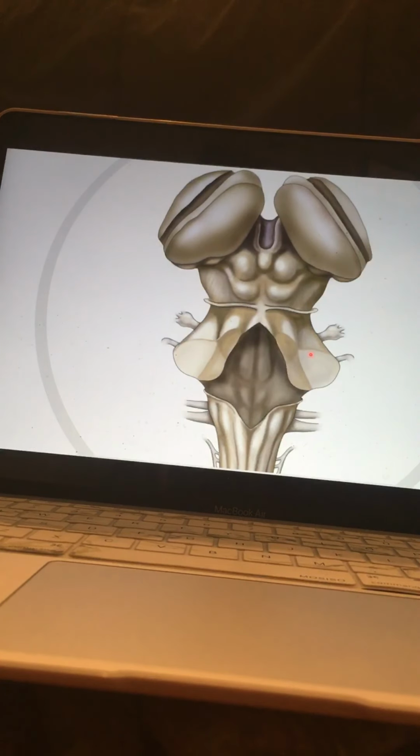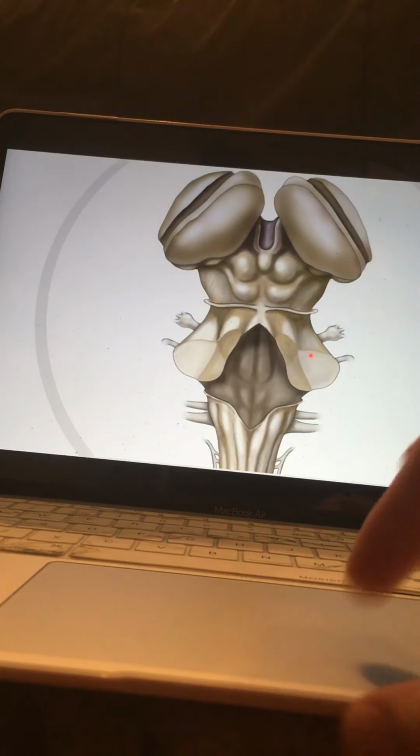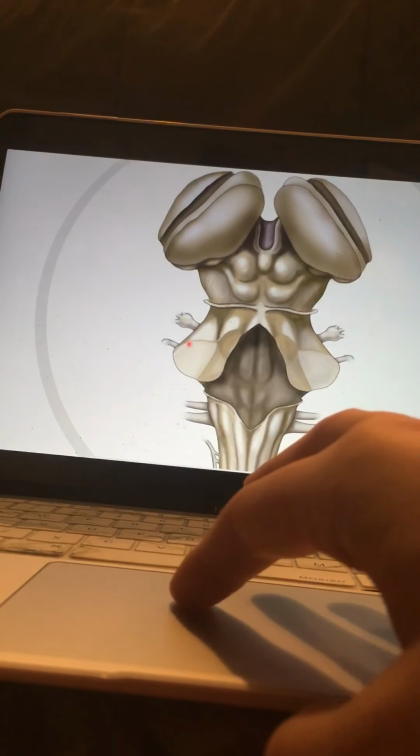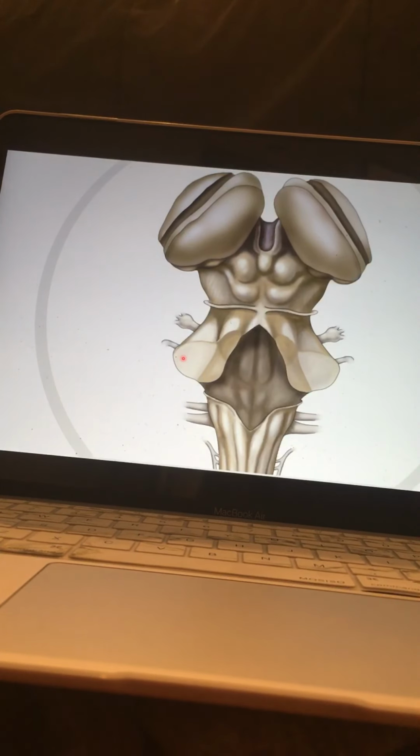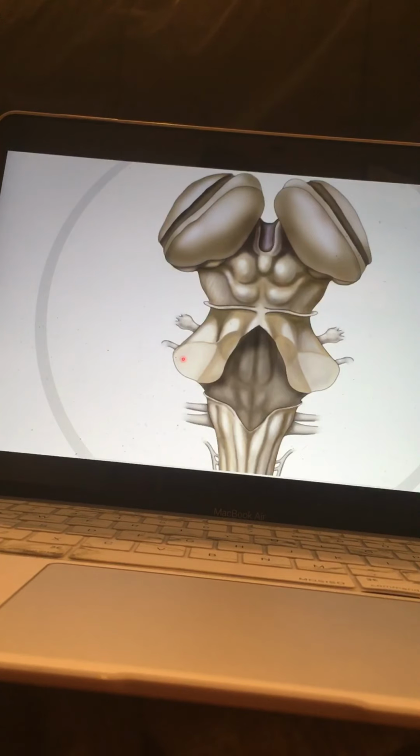Here we can also see the middle cerebellar peduncles as well, over here. These link the cerebellum with the pons and relay impulses between the motor cortex and the cerebellum.